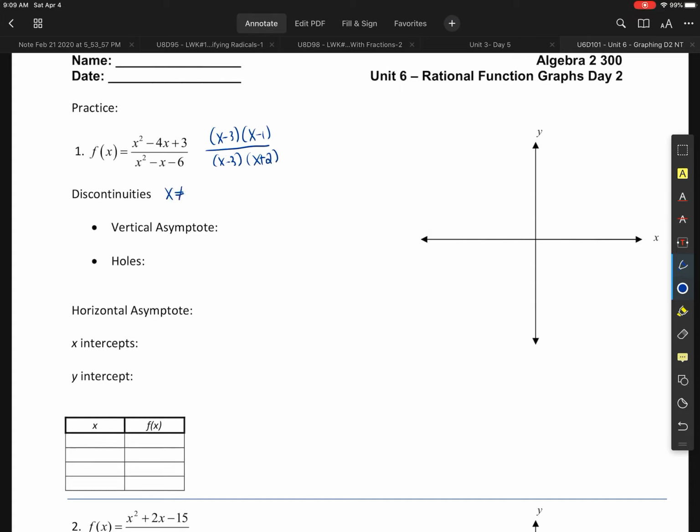All right, so I know in my problem right now, based on this, x cannot be 3, x cannot be negative 2. Cancel, cancel. x minus 1 over x plus 2. Due to the fact that x plus 2 is left in my denominator, my vertical asymptote is x equals negative 2, while the x value of my hole is 3. Right, so I'm going to start graphing this right away.